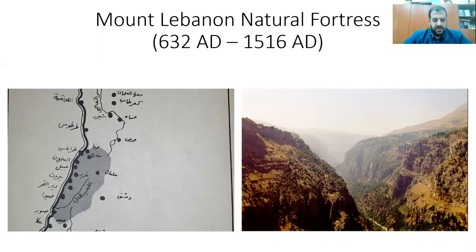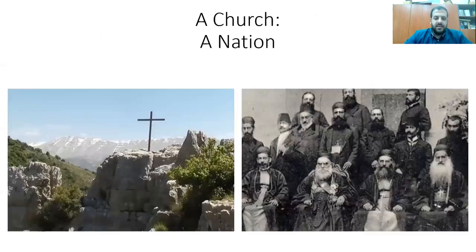Once the Maronites decided to resist the conquerors, they took refuge in the Lebanese mountains, the deepest valleys and the highest mountains. These mountains actually form 90% of the Lebanese territory today. So Mount Lebanon became a natural fortress for the Maronite Church.